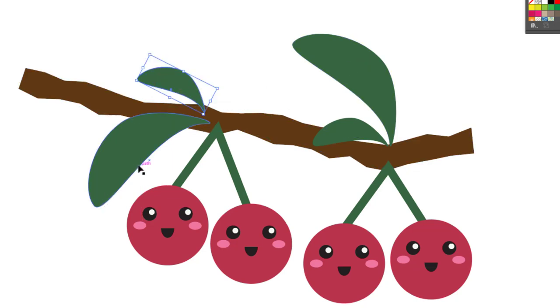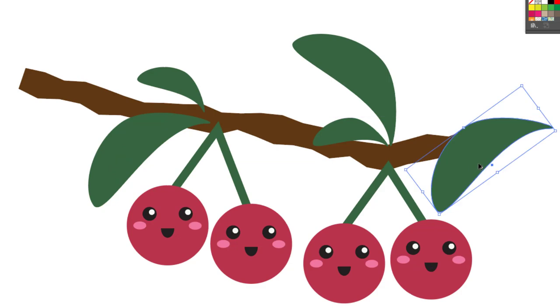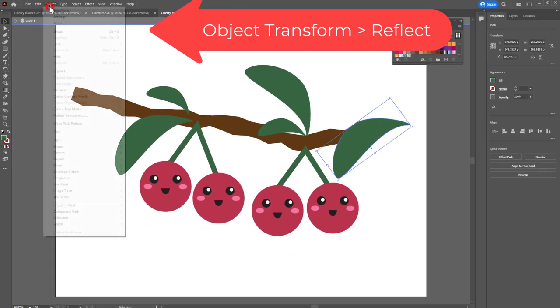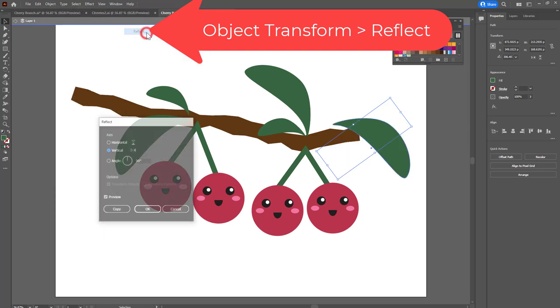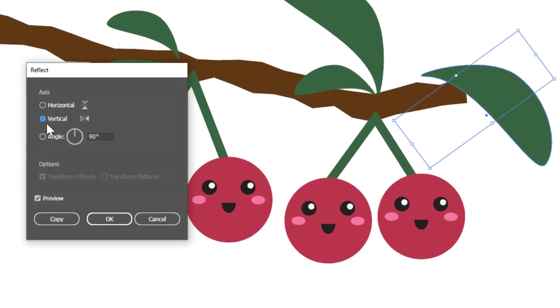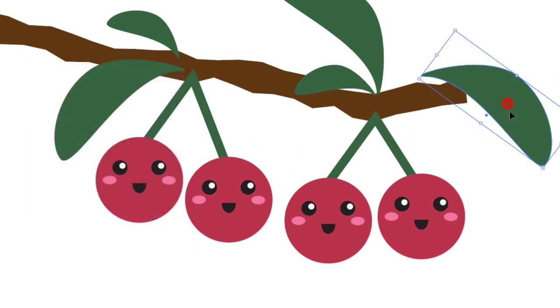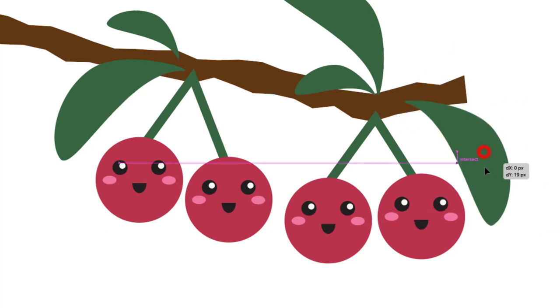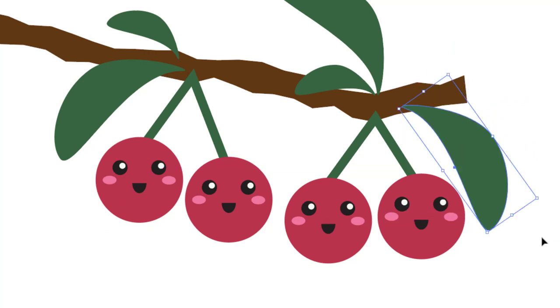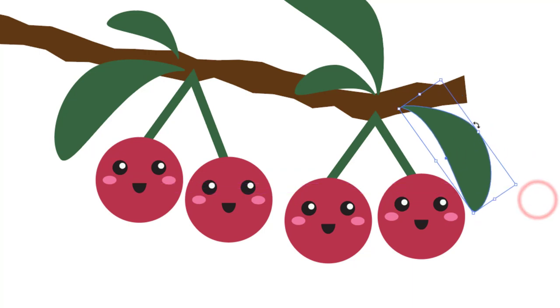something like that. I think I'll hold down Alt to make a copy of this, but I want to flip it, so I'm going to go to Object, Transform, Reflect, and it's going to be vertical by 90 degrees, and then click OK. So I'm going to put this here, rotate it a little more. Seems a bit large, so I think I'll shrink it just a little bit.